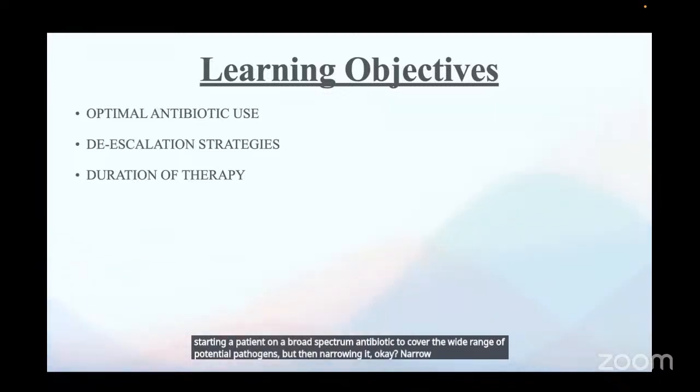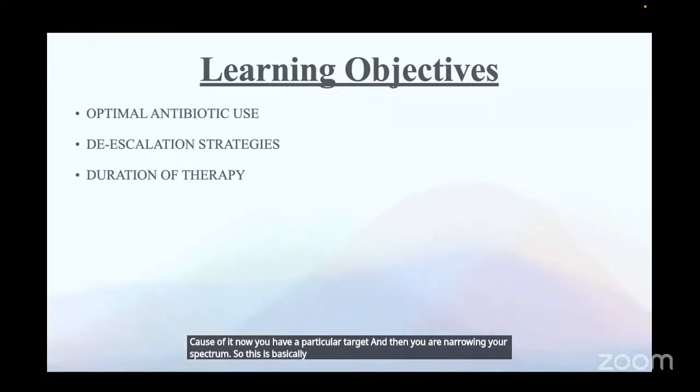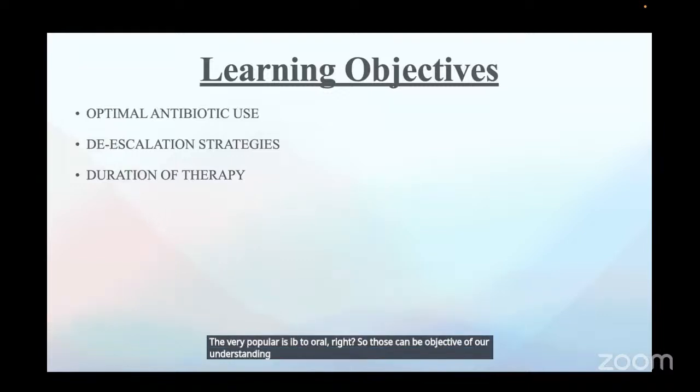narrowing the antibiotic regimen to a more targeted, narrow spectrum therapy once you have the culture results identifying the specific bacteria causing the infection, or a specific virus, right? So when you have a specific cause, you have a particular target, and then you narrow your spectrum. This is de-escalation, and we have multiple strategies to do it. The very popular one is IV to oral. Those can be the objectives of our understanding of antimicrobial stewardship.